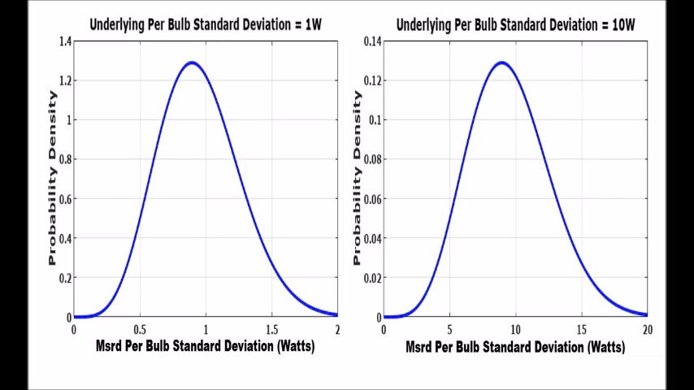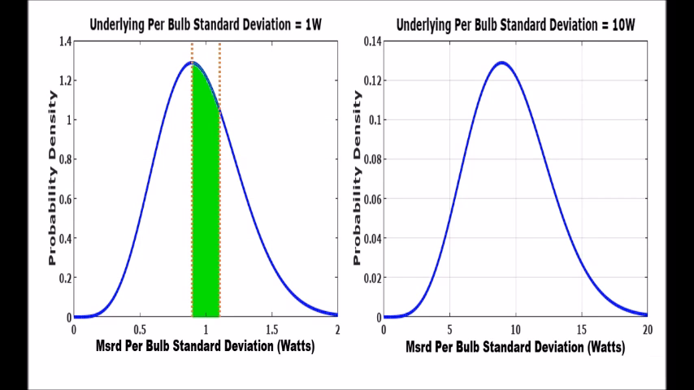With that in mind, let's estimate the probability of being between 10% below and 10% above the underlying standard deviation for each of these. For the low standard deviation case, this means the probability of being between 0.9 and 1.1 watts. We can see that we have a width of 0.2 and an average height of roughly 1.1.